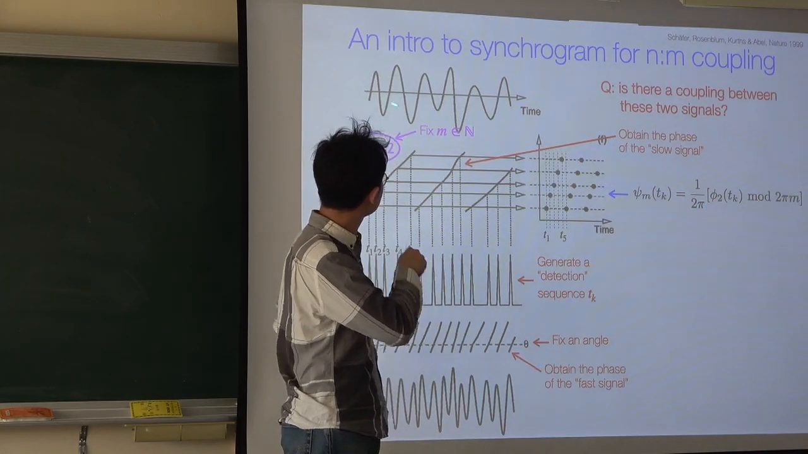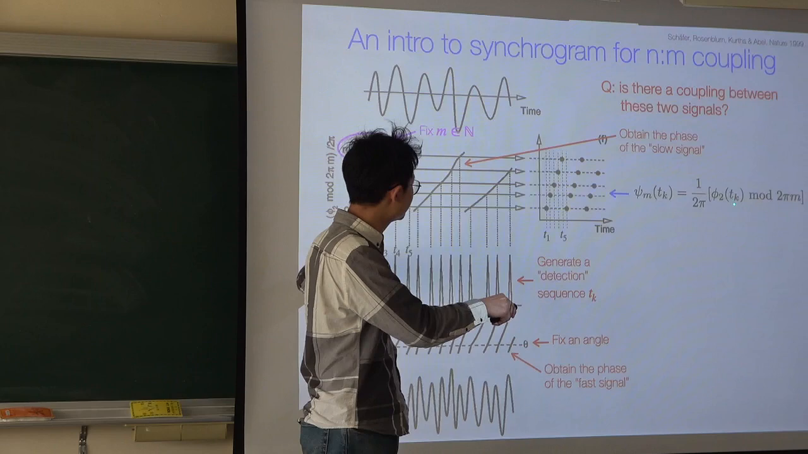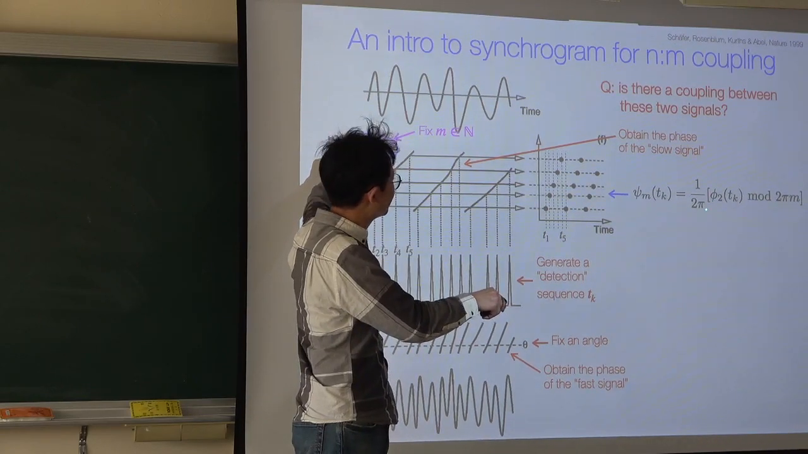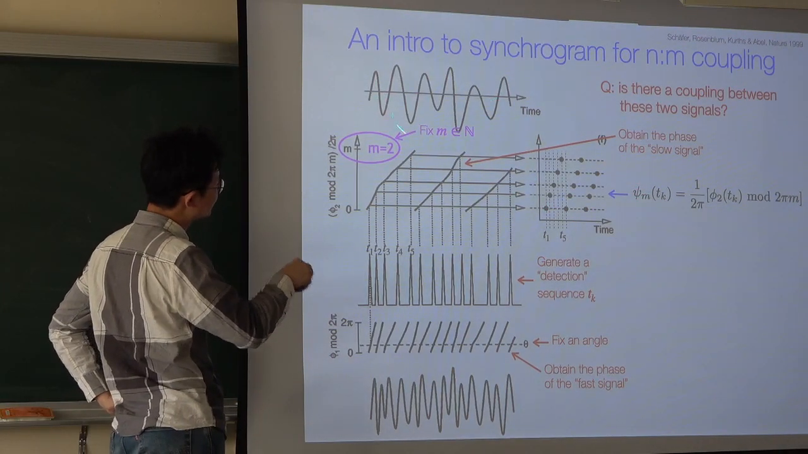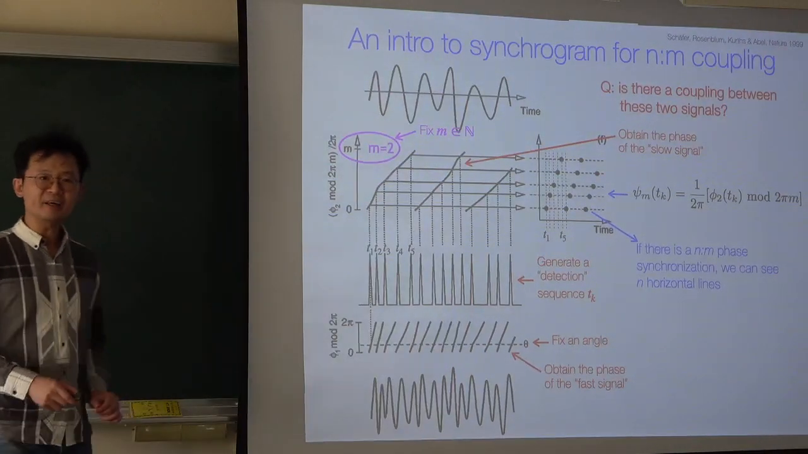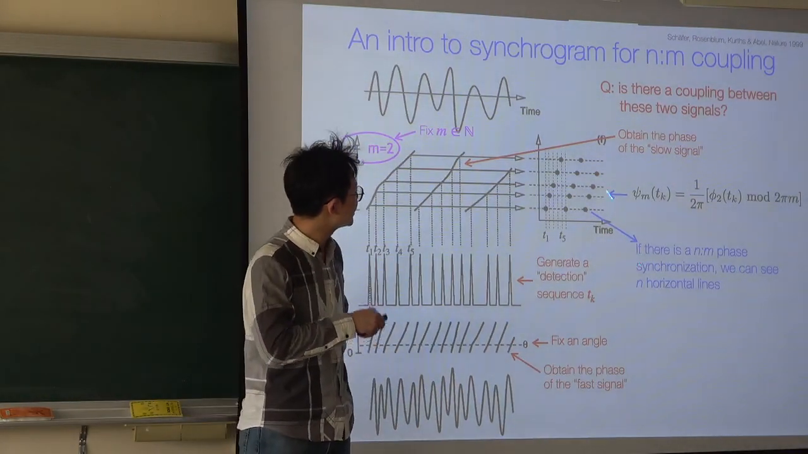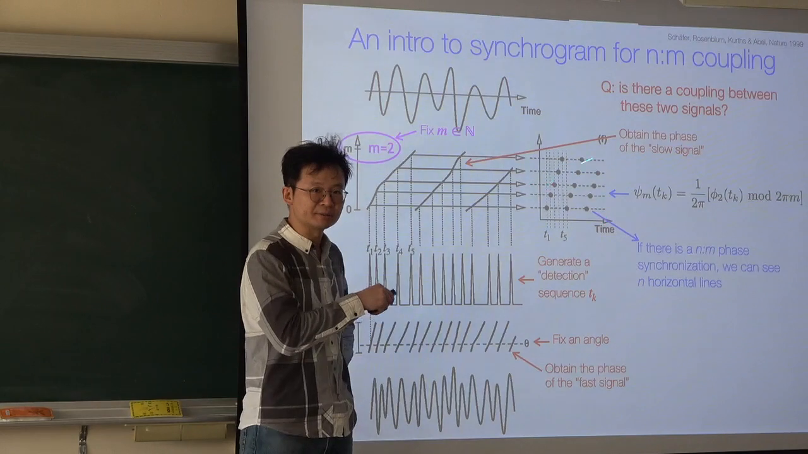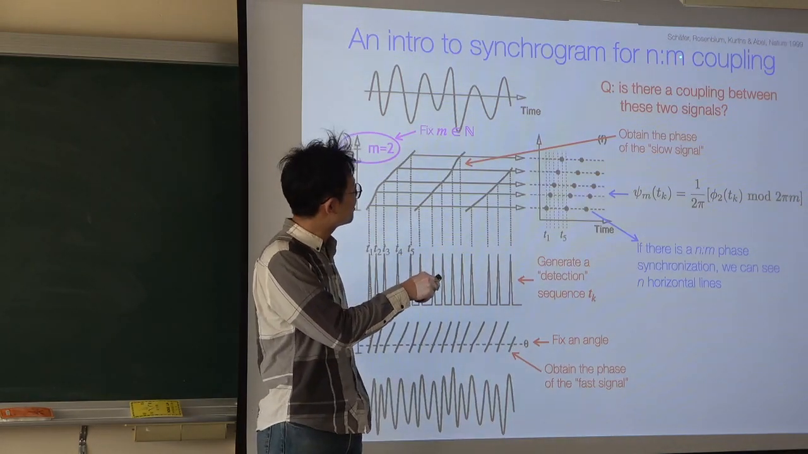Phi2 is the phase of the slowly varying component. We detect over time Tk, which is determined by the high frequency component, and it is mod out by 2 pi m. In this case, m is 2. Then we divide it by 2 pi. Then that will be the point of the phase of the slowly varying component at time tk. If there is an N versus M phase synchronization, then we will see N horizontal lines. In this case, we have 1, 2, 3, 4, 5 horizontal lines. So this tells us that we have detected a 5 versus 2 coupling.